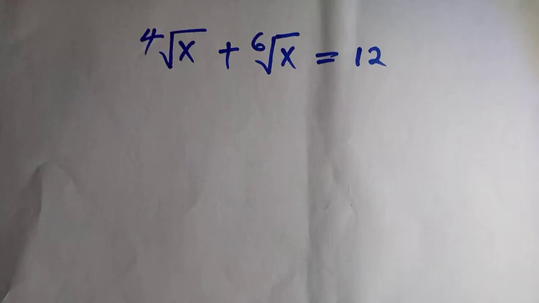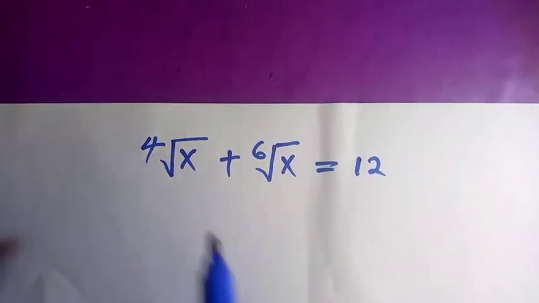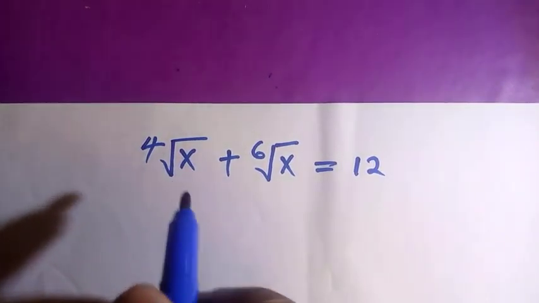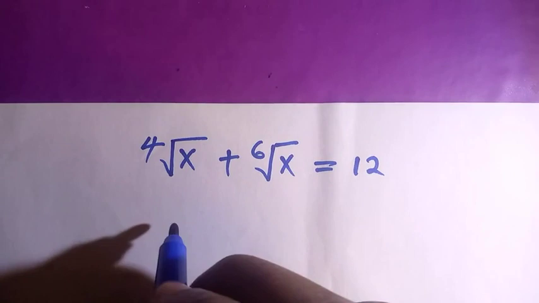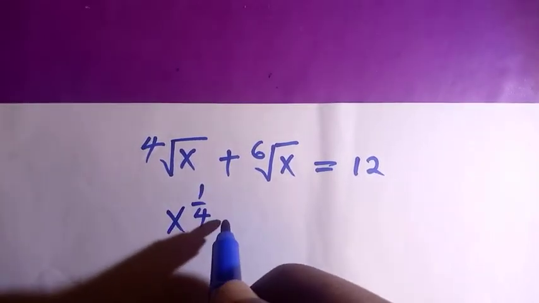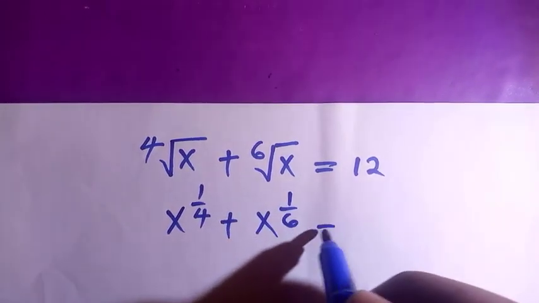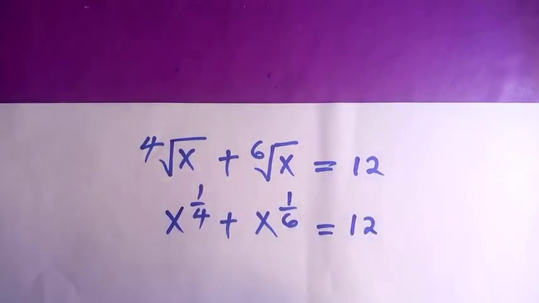Welcome to another video. In this system of radical equations, we want to solve for the value of x, and let's say the transformation of this is x raised to the power 1 over 4 plus x raised to the power of 1 over 6, everything equals 12.